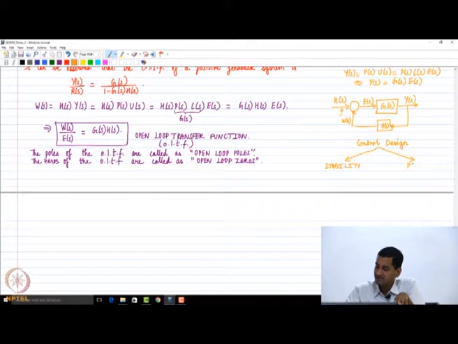Okay, the second aspect is that of performance. There are two aspects, stability and performance. Both are important, but stability is more important than performance, right? If I do not have a stable system to begin with, I can't even talk about its performance. First, I should ensure that the system I am designing is stable. Then we talk about performance.